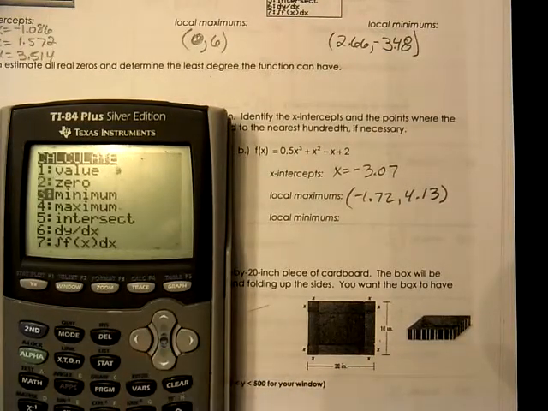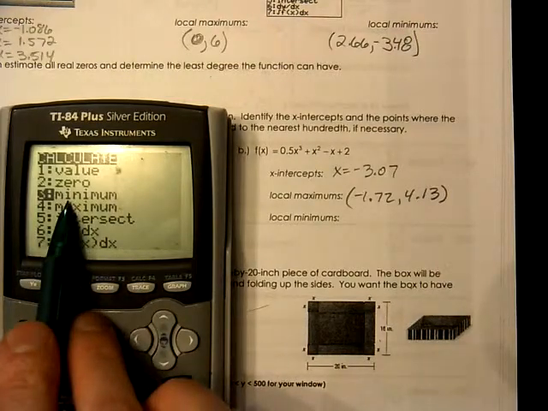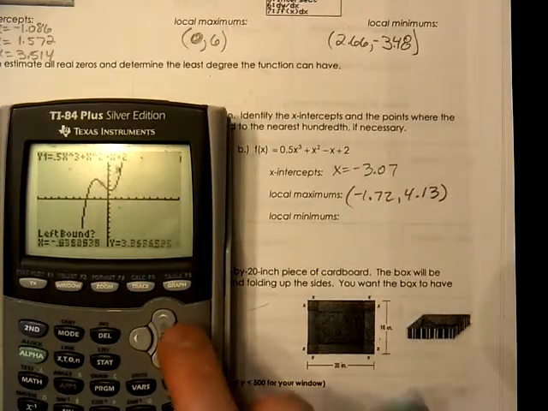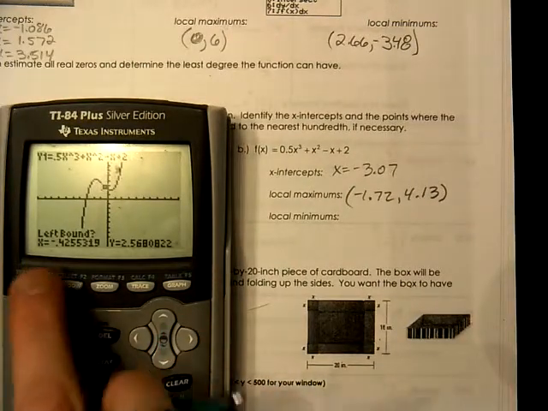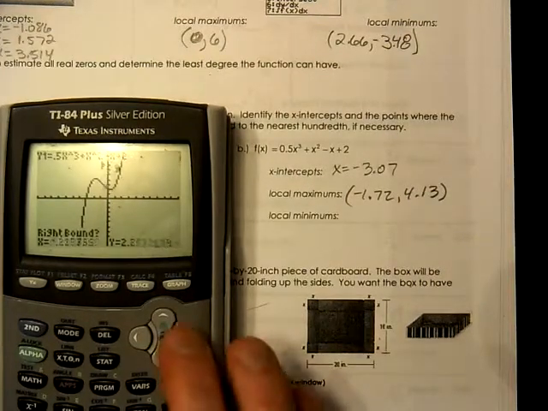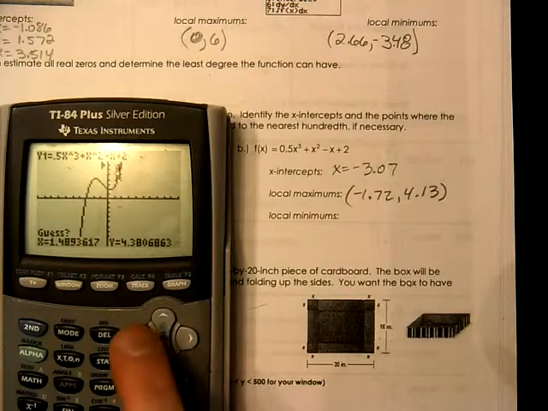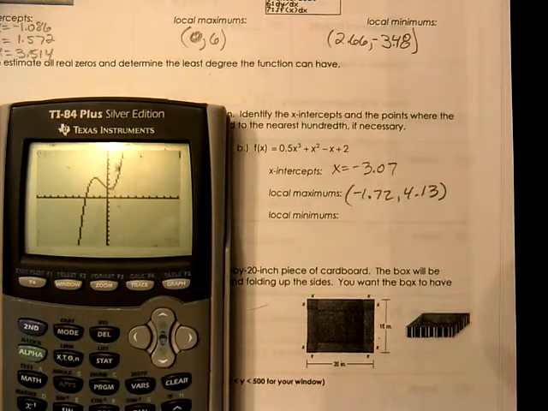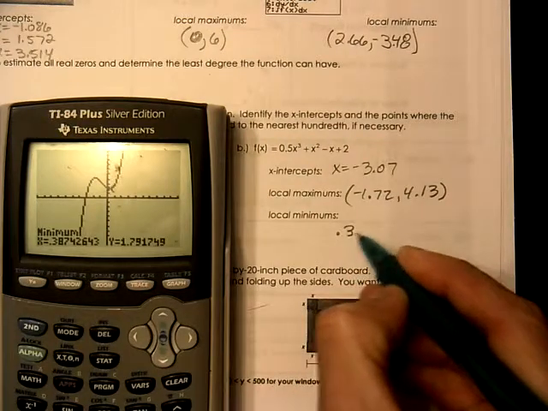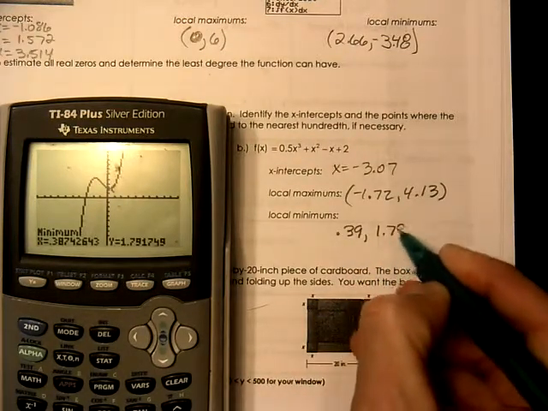Our local minimum, so we're going to use number 3. We're at second trace. We're at our minimum. And for our left bound, we're to the left side of our minimum. We're to the right side of our minimum. And this is at 0.39, 1.79.